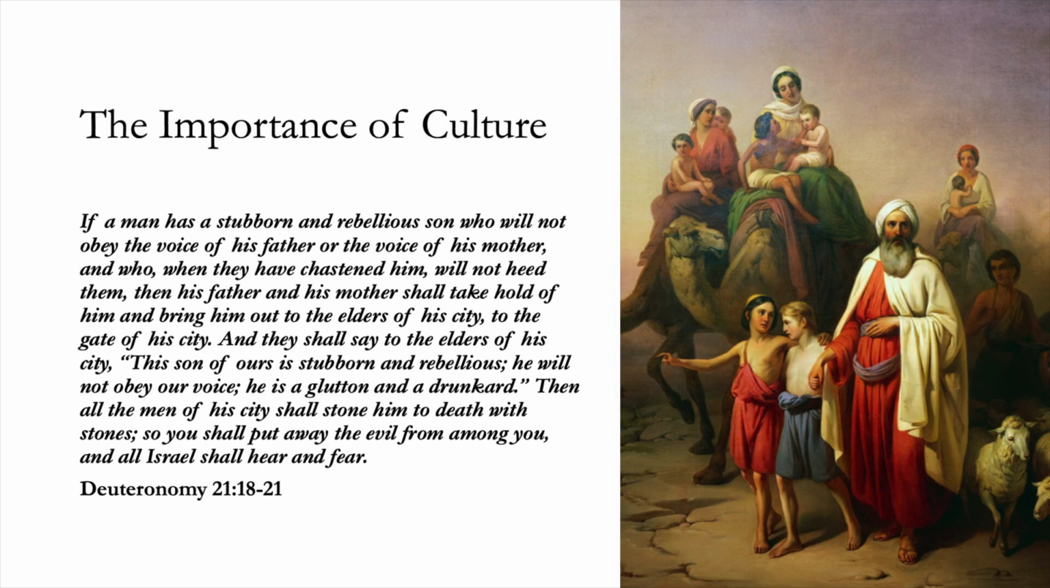I forgot that I had this planned in a slide, but this is the passage in Deuteronomy that I told you about. It says, if a man has a stubborn and rebellious son who will not obey the voice of his father or the voice of his mother, and who, when they have chastened him, will not heed them, then his father and his mother shall take hold of him, bring him out to the elders of the city, to the gate of his city, and they shall say to the elders of the city, this son of ours is stubborn and rebellious, he will not obey our voice, he is a glutton and a drunkard. Then all the men of the city shall stone him to death with stones, so you shall put away the evil from among you, and all of Israel shall hear and fear.